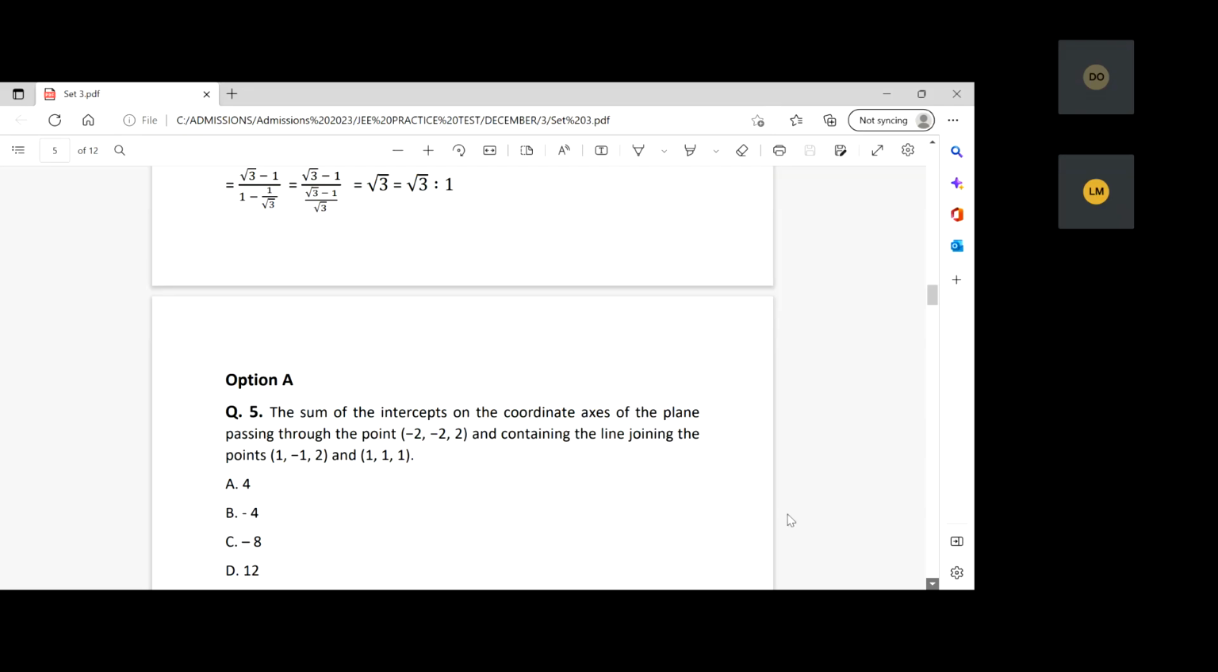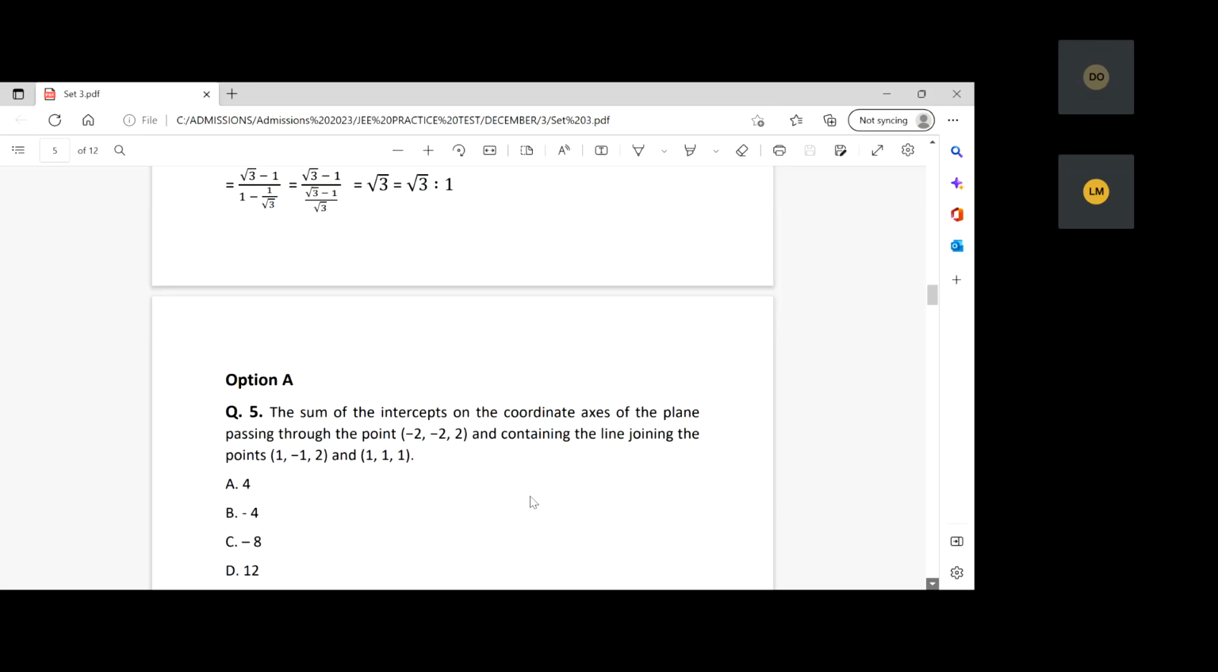So you have a plane. Second part is it passes through a point. So this point, (-2, -2, 2), is in the plane. And it also has a line which joins 2 points, (1, -1, 2) and (1, 1, 1). So you could see that all these things are in the plane. And they're asking you to find the sum of intercepts on the coordinate axis of the plane.